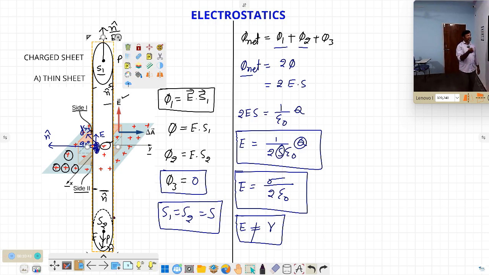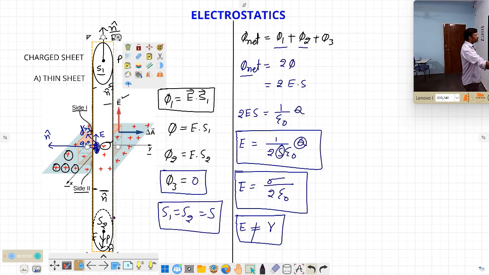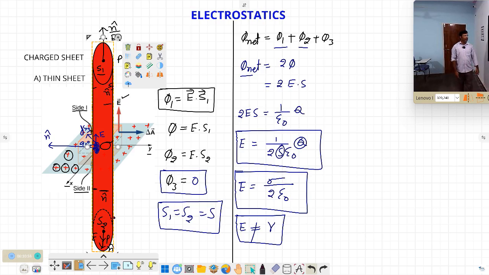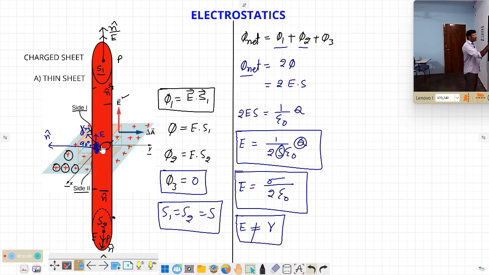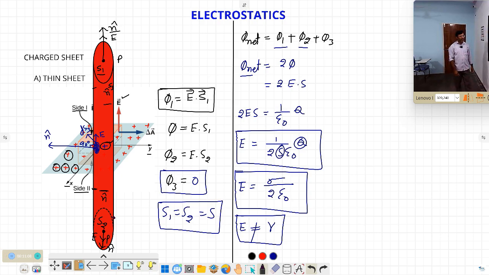Now, if you want to observe very clearly the Gaussian pipe surface, we can take any color so that it gives a very clear picture of how the pipe is constructed. This way the pipe can be there, and in the place of this we have a positive charge. Due to this positive charge, on both sides we have electric field intensity. This is the way you can understand.